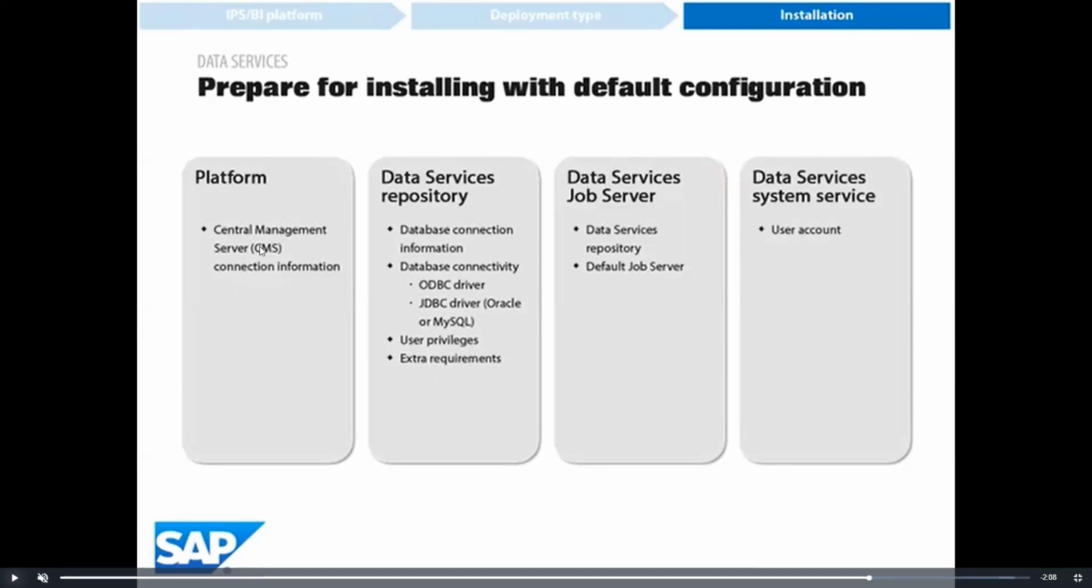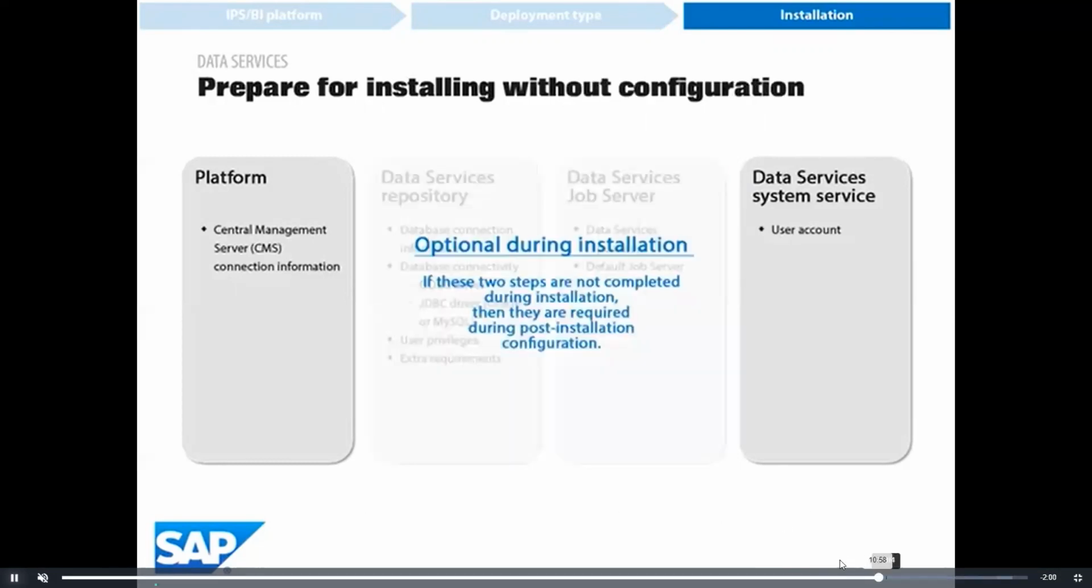First, you have to do the CMS, and then you have to take care of the repository configuration. Whatever repository you have created, you have to associate it to the data services job server. Then the data services repository and the default job server, and then we have to take the system services. With the user account, we'll just log in to the designer, and then we do the steps.